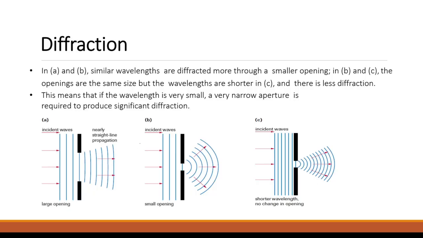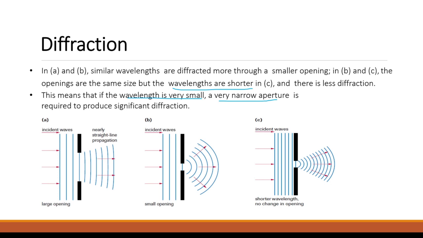So to push this point into more perspective, in A and B, similar wavelengths are diffracted more through a smaller opening, whereas in B and C, the openings are the same size, but the wavelengths are shorter, and in C, there is less diffraction. This means that if the wavelength is very small, a very narrow aperture has to go with it in order to produce significant diffraction.